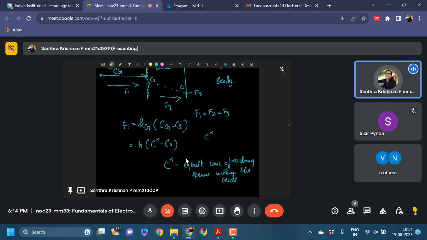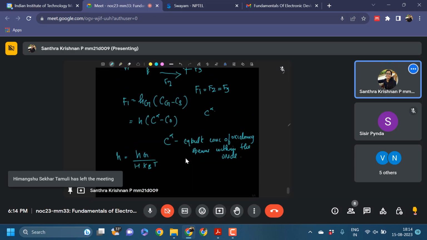And one more assumption that we are taking here is that once the oxide layer is formed, there is no dissociation taking place. And C0, if we remember here, is the concentration at the interface between the gaseous phase and the oxide layer. And h is related to Hg as h is equal to Hg divided by (kB into T). This relation we get using Henry's law. So now we have the equation for F1.